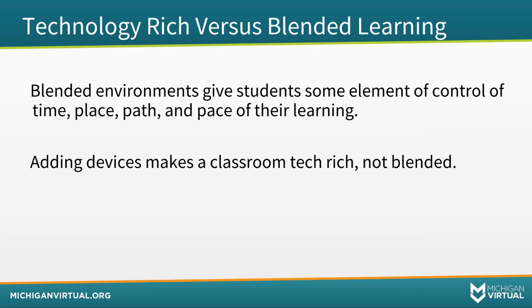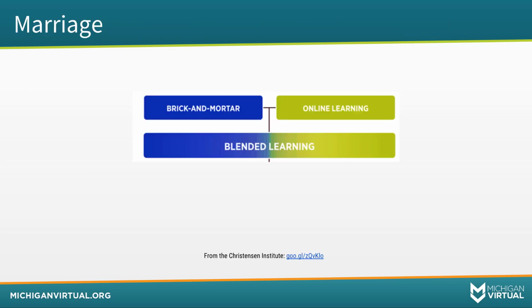The key distinction between tech-rich and blended classrooms is the shift of content and instruction into the hands of the student, where they have some element of control over time, place, path, and/or pace of learning. Essentially, blended learning is the marriage between brick-and-mortar schooling and online learning. The product of this marriage is blended learning.